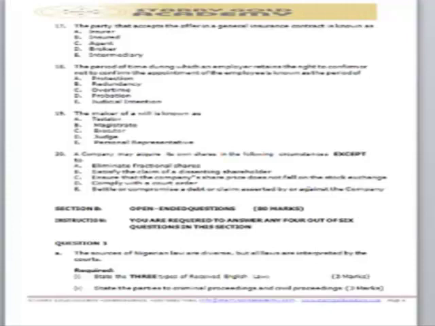Type of received English law, you see "state". So that means that when you have seen something like this, "state", what it means is that you have to mention. There is no need for you to explain anything. So all you need to do is to mention.